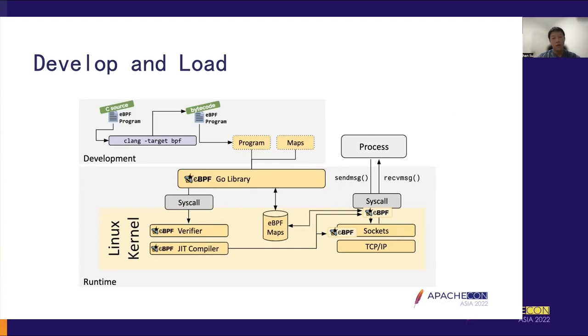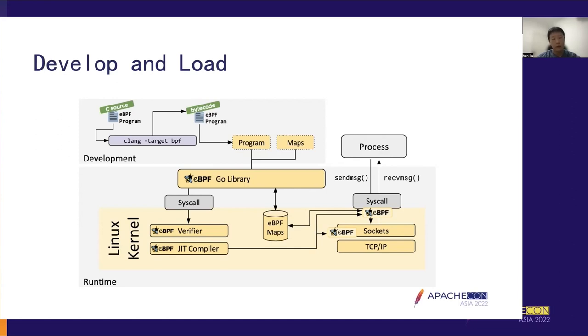When we want to use an eBPF program to monitor the system or a process, we need to follow these steps. First, we need to develop the eBPF program in the C language. Then we can compile it into bytecode, which contains two parts. The program will be executed when the event is triggered, and the maps will be used to store data and interact with user space or kernel space programs.